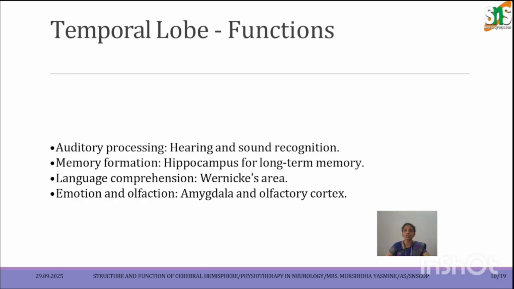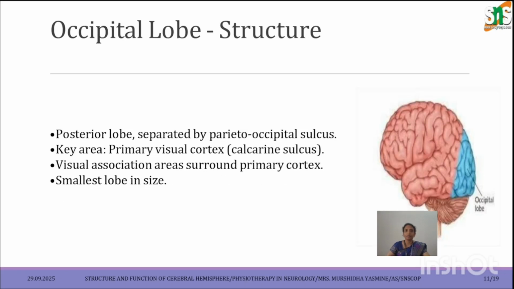Hippocampus for the long-term memory is located in the temporal lobe. And language comprehension is done by the Wernicke's area present in the temporal lobe. And emotion and olfaction sensation are all located in the temporal lobe. Amygdala and olfactory cortex are used for the emotion and olfaction recognition.